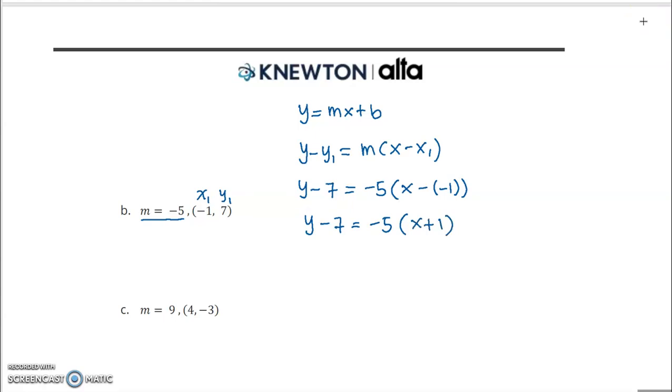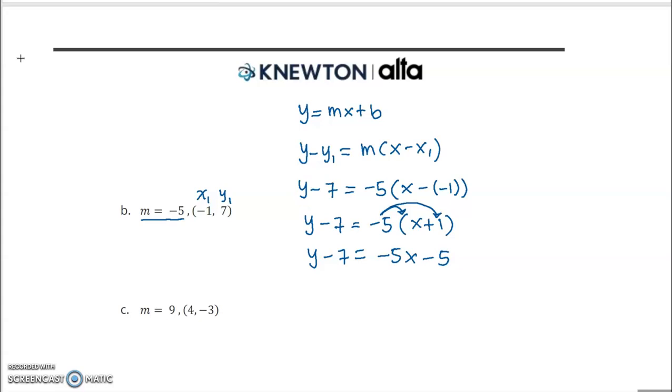And then we distribute negative 5 to each term inside the parenthesis. Therefore, we have negative 5x minus 5. Then copy the left-hand side of the equation, which is y minus 7.